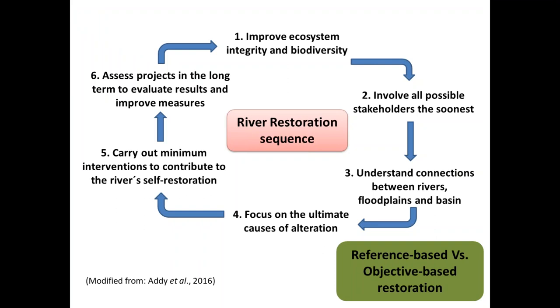We should involve all possible stakeholders as soon as possible to make people aware of what's happening and to make them part of the process. We should understand well the connections between rivers, floodplains, and basins. We should focus on the ultimate causes of alteration to understand well the reasons for the disease, to avoid spending money on certain things which are not so important. We should carry out minimum interventions to help rivers to self-restore.